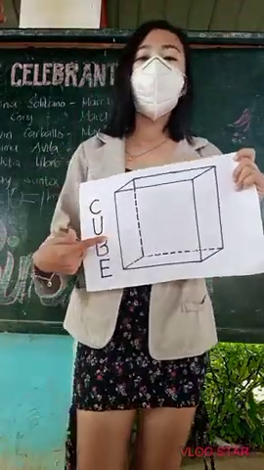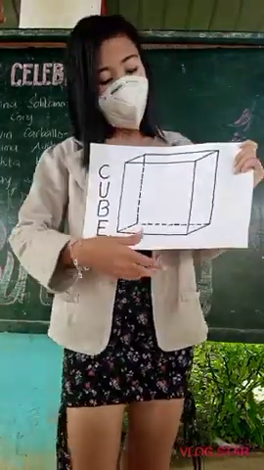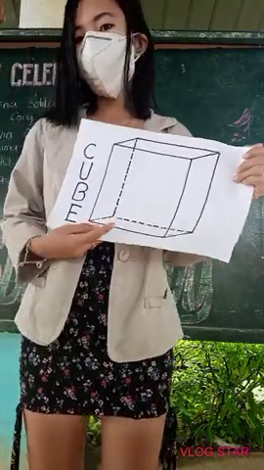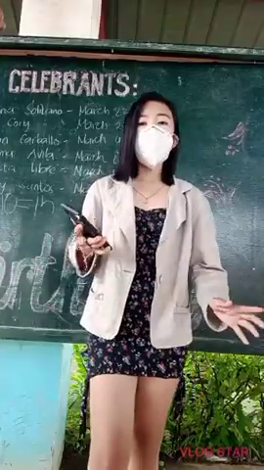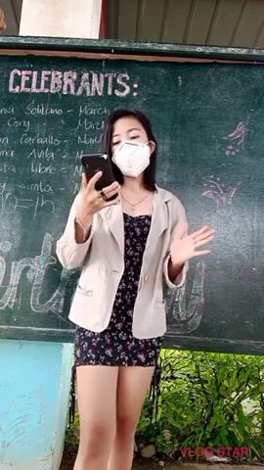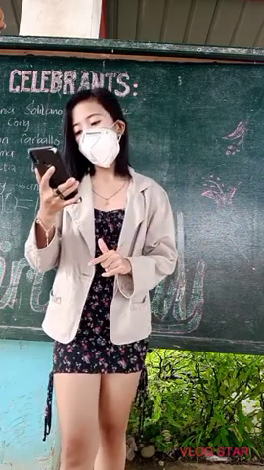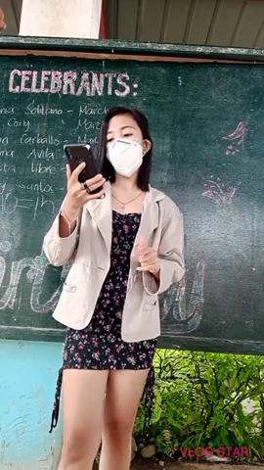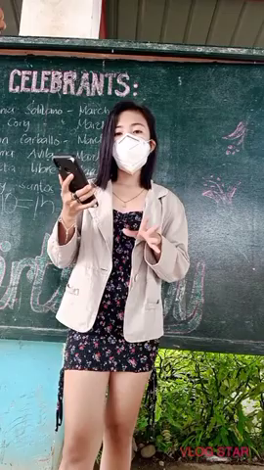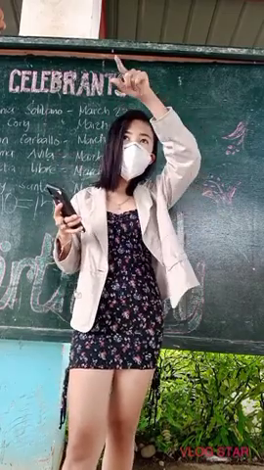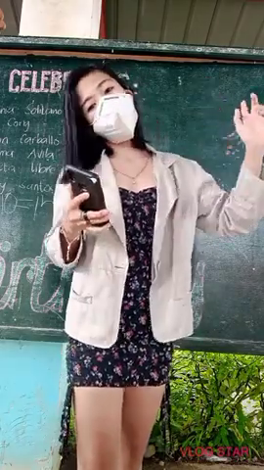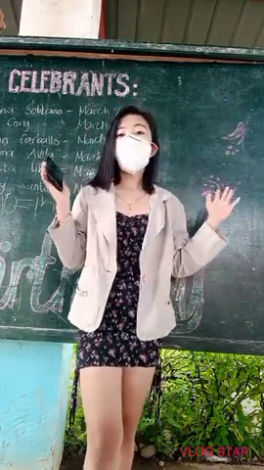So the next figure is the cube. In the cube, this is the length, the width, and the height. So what is a cube? A cube is a symmetrical three-dimensional shape, either solid or hollow, contained by 6 equal squares. 1, 2, 3, 4, 5, 6. So there are 6 faces of a cube.